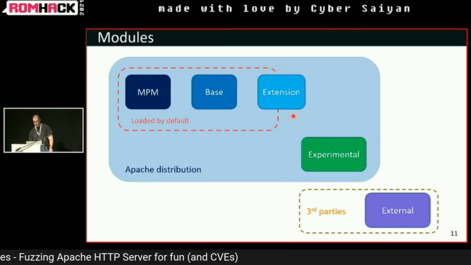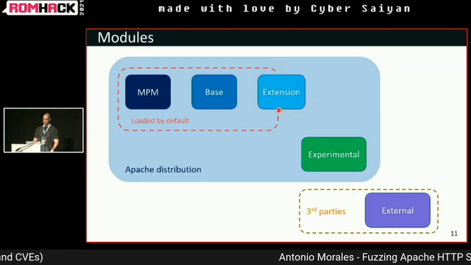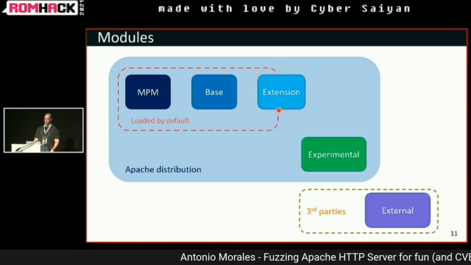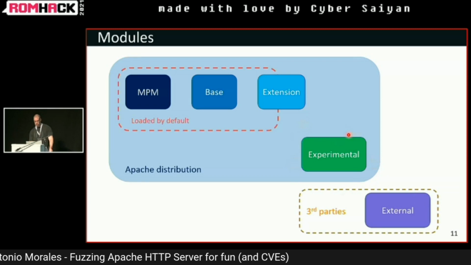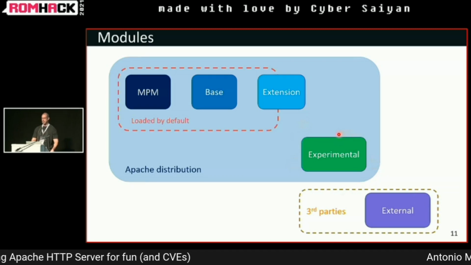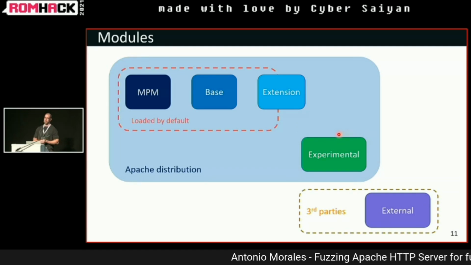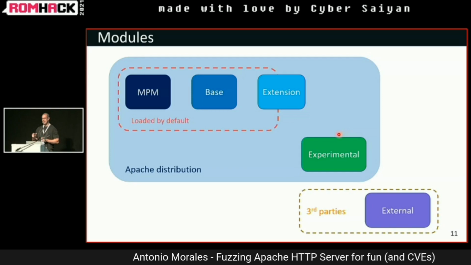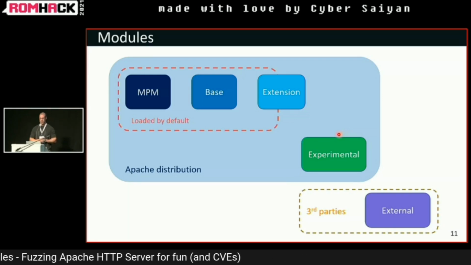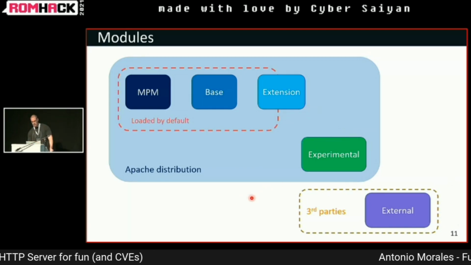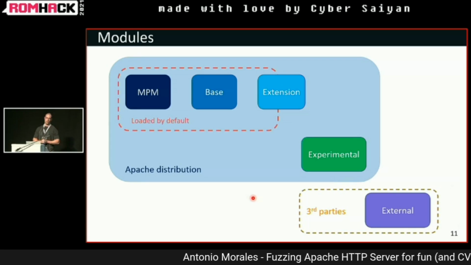We also have the extension modules that are not normally loaded into the web server, except for a few cases. And then we can find also the experimental modules. Those are available in the Apache distribution, but are not officially supported by the Apache developers. And the last group is the external modules, that are those modules that are not included in the Apache kit.